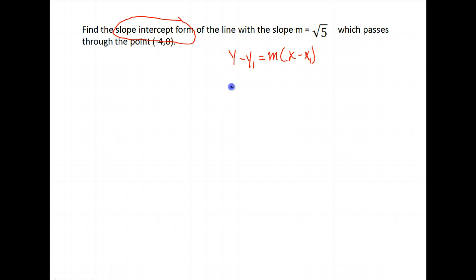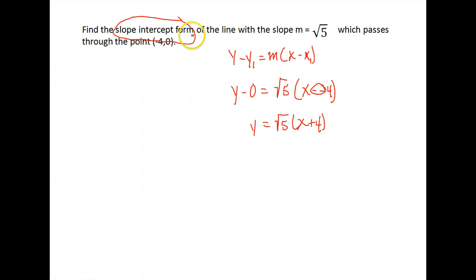Okay, so we have y minus the y from our point was 0, equals m, our slope of square root 5, times x minus the x from our point, which was negative 4. Okay, now we simplify. Well, y minus 0 is really just y. And minus a negative, remember, becomes plus. So we have y equals the square root of 5 times x plus 4.